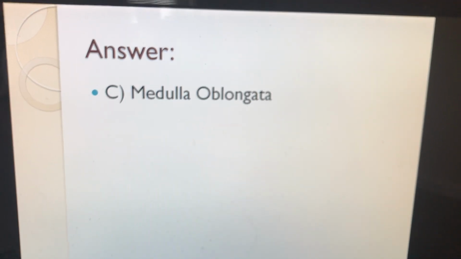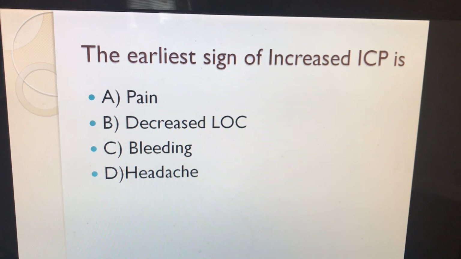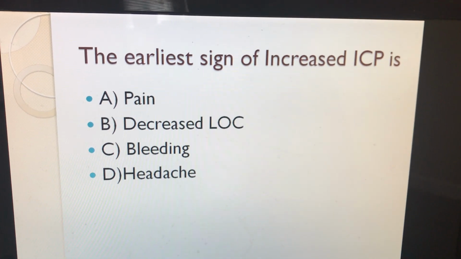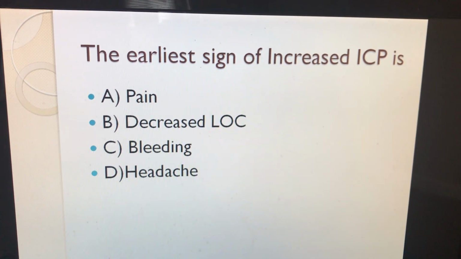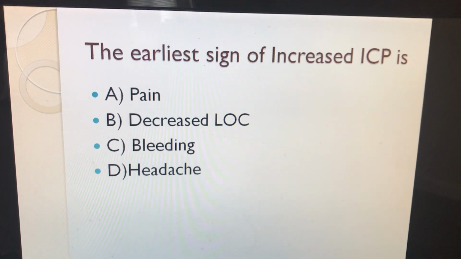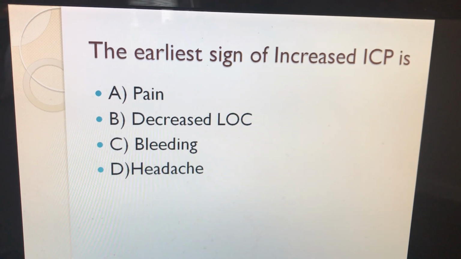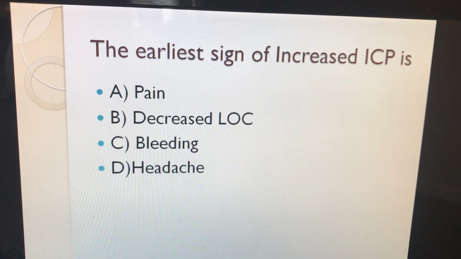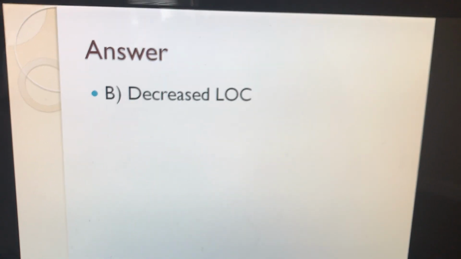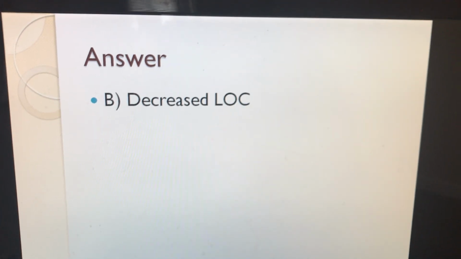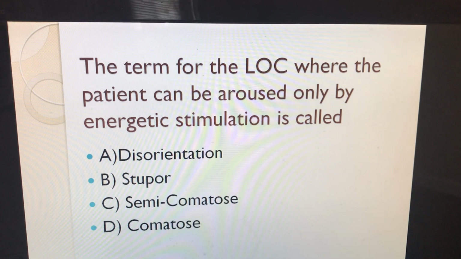C, the medulla oblongata. The earliest sign of increased ICP is A, pain, B, decreased level of consciousness, C, bleeding, or D, headache. The answer is B, decreased level of consciousness.